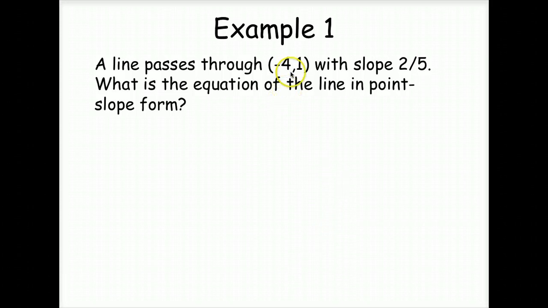A line passes through point -4, 1 with a slope of 2/5. What is the equation of the line in point-slope form? So y minus y sub 1, which is 1, is equal to 2/5, which is our slope, times the quantity of x minus a -4, which is going to make that a +4.